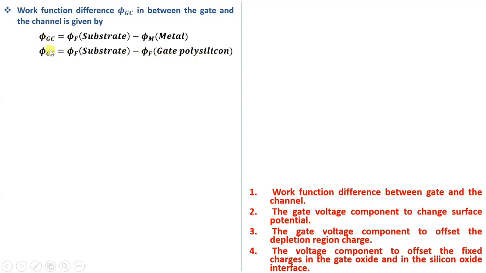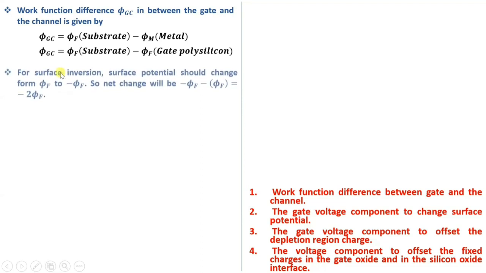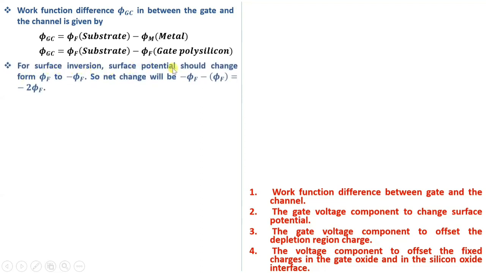So this phi GC, that is a potential, right? So this is first potential phi GC. Now let us see what is second potential. So that is because of gate voltage component to change the surface potential. So see, for surface inversion, surface potential should change from phi F to minus phi F, then only there is a generation of inversion layer, right? So net change, that will be final minus initial. So final is minus phi F and initial is phi F. So total change will be minus phi F minus phi F, so that is minus 2 phi F. So this is second potential that is affecting threshold voltage. So first is phi GC, second is minus 2 phi F.